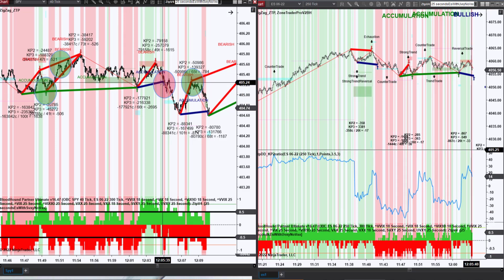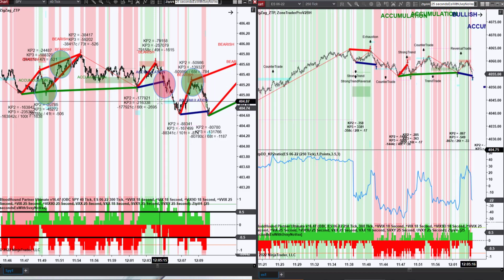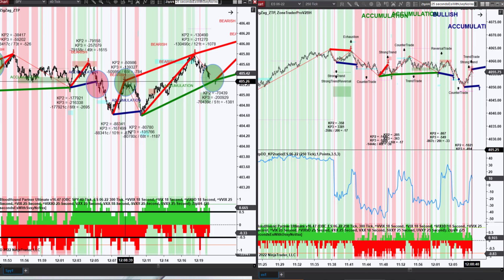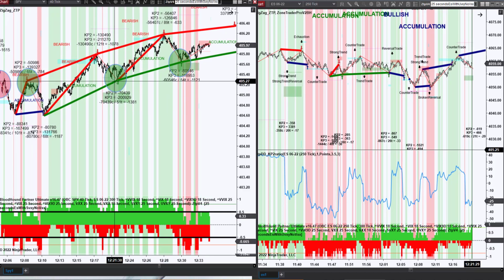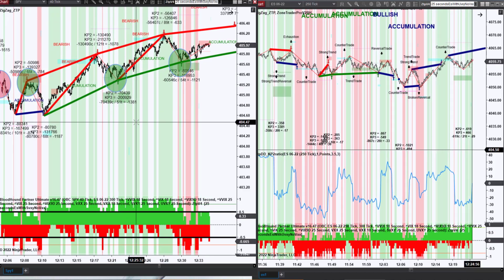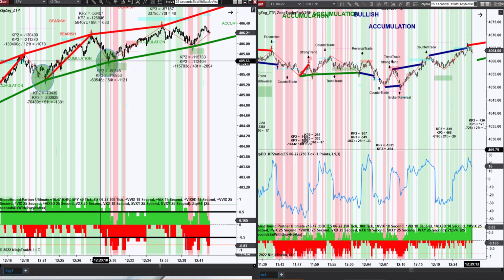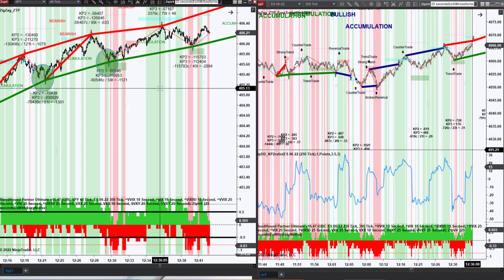The VIX was green right here. You basically have about a 1 point loss there. Not bad. We have another successful short. The VIX flips. We have a very successful 9 point long. We have a second successful 7 point long.